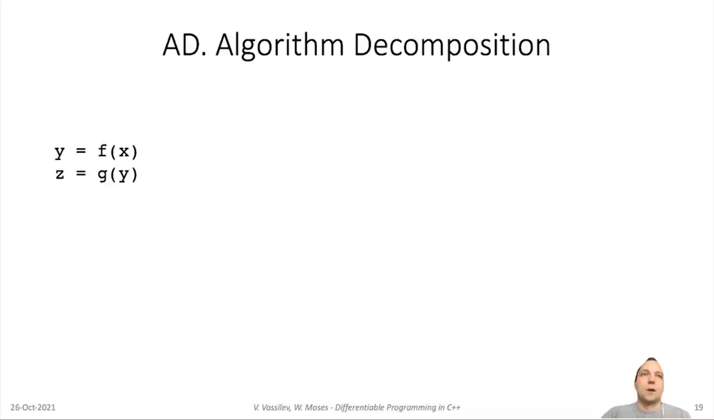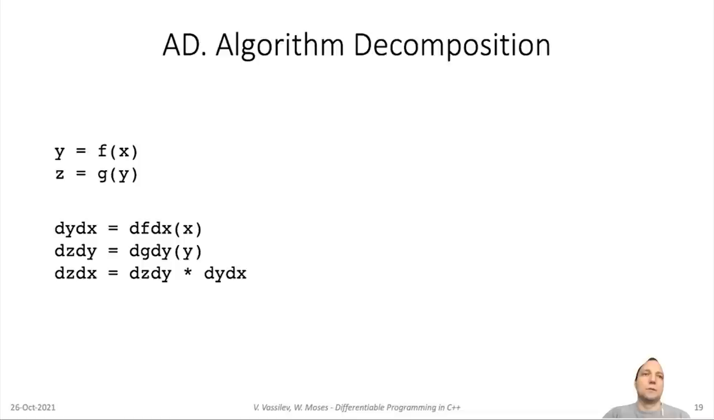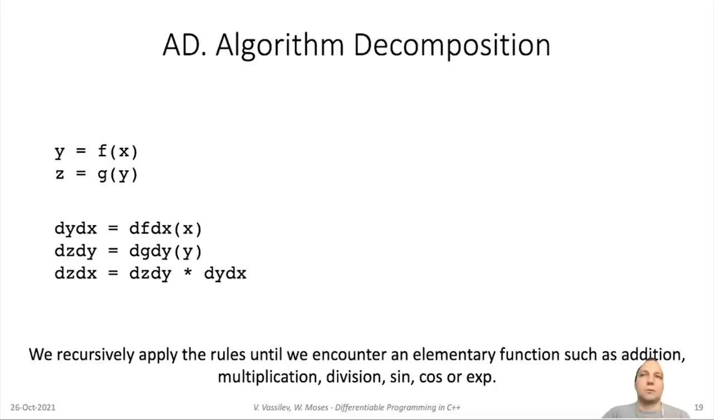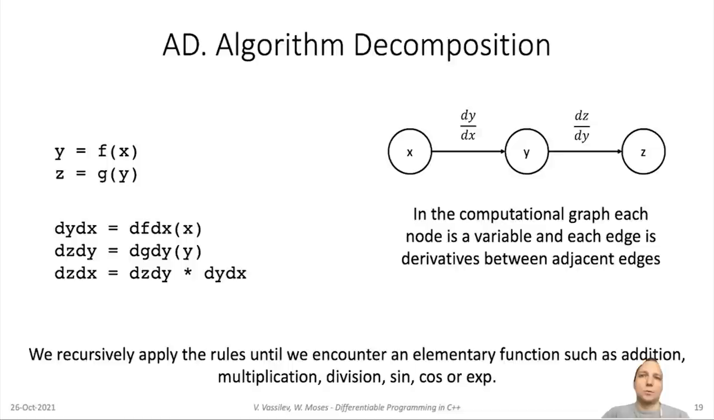We can compute it by applying the chain rule, which is the derivative of g(y) with respect to y multiplied with the derivative of f(x) with respect to x. We can recursively apply this until we reach elementary operations such as multiplication, addition, subtraction, division, sine, cosine, or exponent. I find it useful to think about this process in terms of graph connectivity. We can create the following computational graph, which represents the variable dependencies. The nodes are the variables and the edges are the derivatives between adjacent variables.